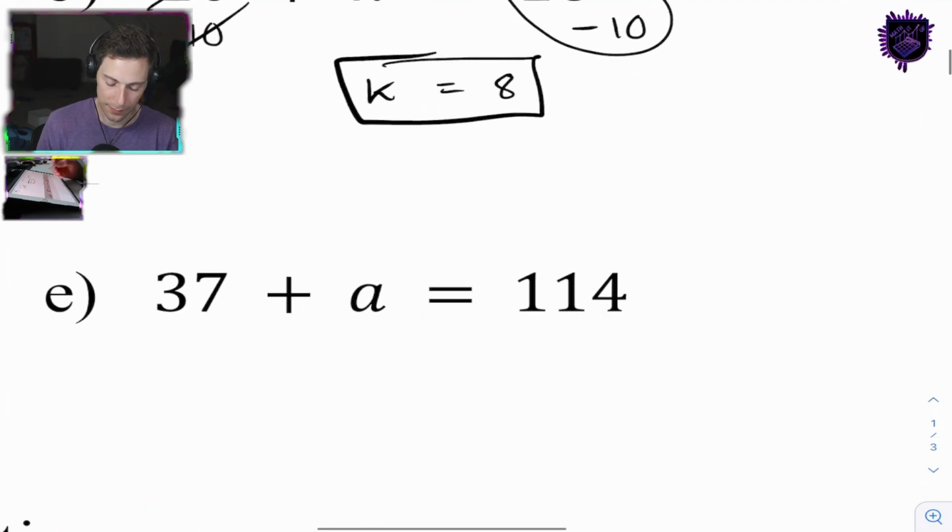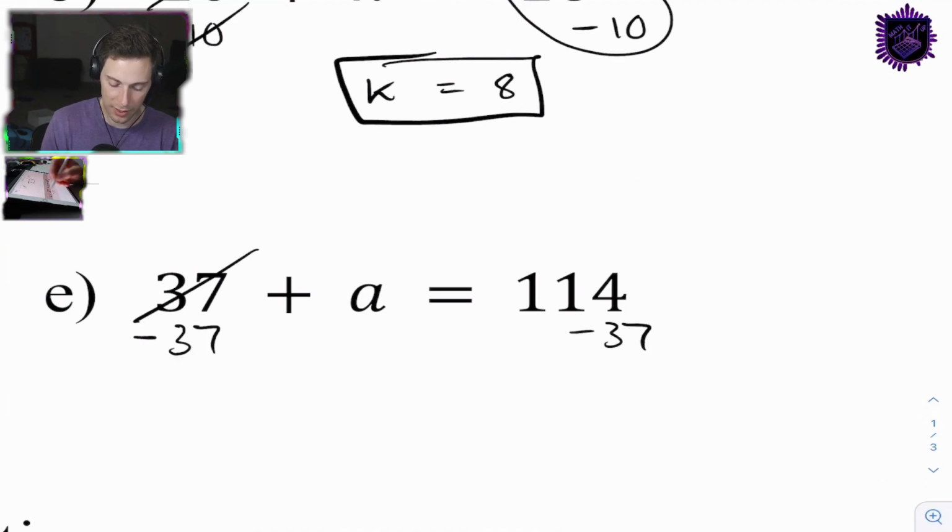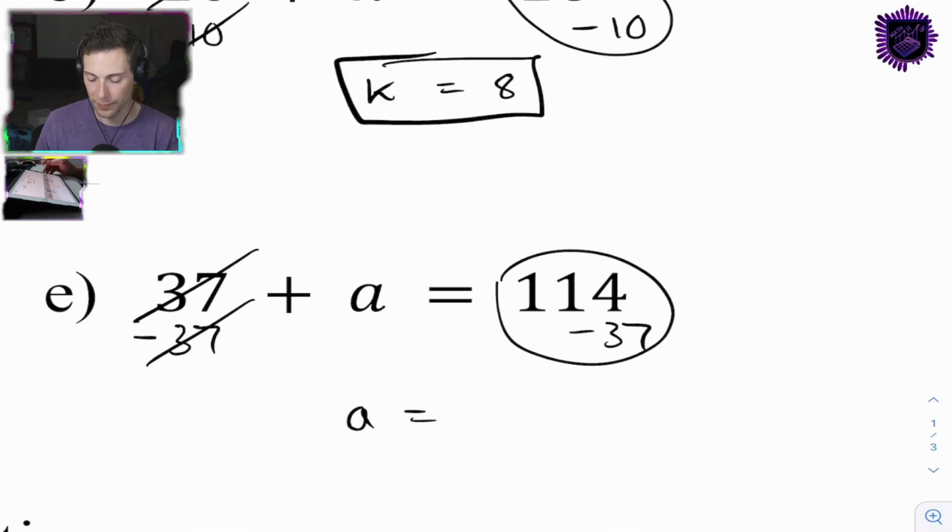All right. Back to these one-step equations. Subtract 37 from both sides. Just some bigger numbers. Same strategy, just different bigger numbers. A is equal to 114 minus 37. So that's A is equal to 107 minus 30. A is equal to 77.